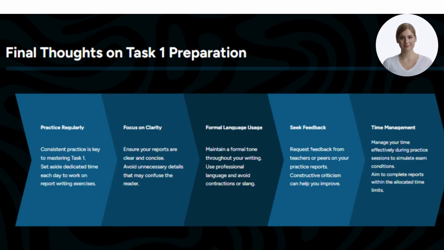Final thoughts. Mastering IELTS Writing Task 1 requires practice and a clear understanding of structure, vocabulary, and timing. By following the strategies and examples we've discussed today, you'll be well on your way to achieving a high band score. Remember, the key is to practice regularly, focus on clear presentation, and use formal language throughout your report.